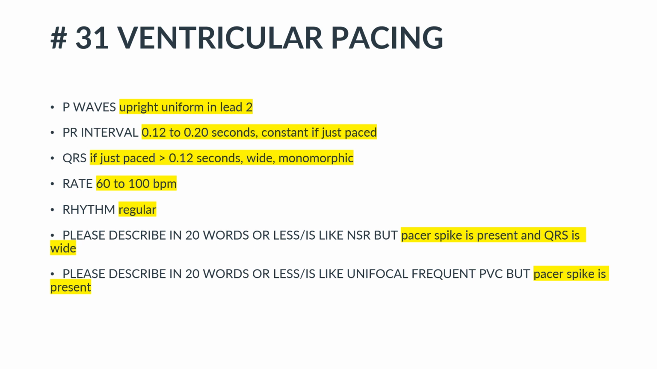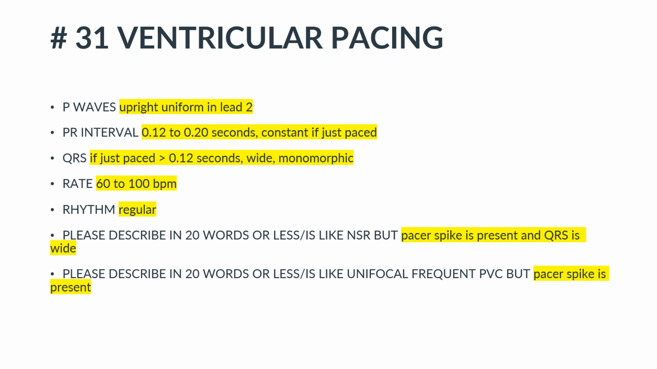And my pace rate is going to be 60 to 100 beats per minute, and it's going to be regular. It's going to look just like normal sinus rhythm, except you're going to have a pacer spike in front of the QRS, and it's going to be wide. The other thing is it's going to look like unifocal frequent PVCs, but you've got a pacer spike, and on top of that, you have a P wave.